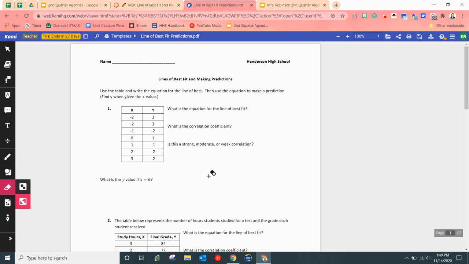And then you're going to make a prediction. So you're going to be using that equation you found up here to figure out what the value of Y is going to be when you've been given a value for X. So you're going to be plugging in for X for every one of them, okay?